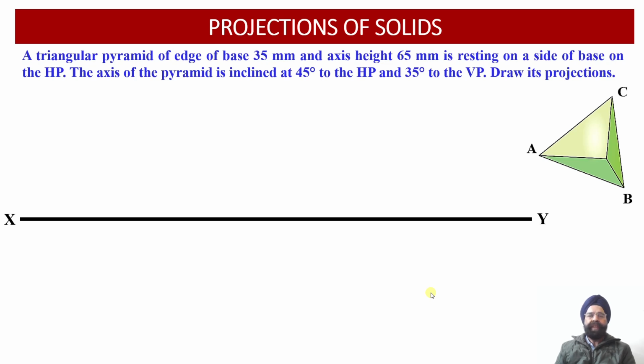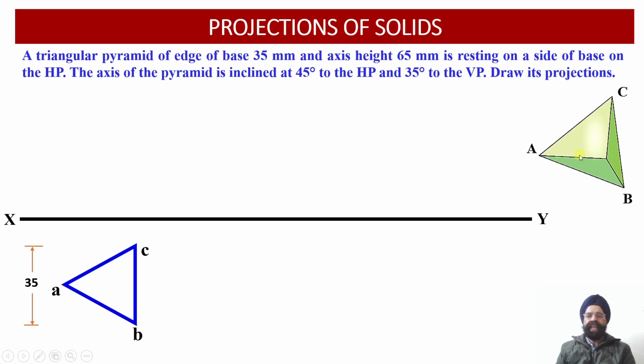So to begin with, we assume that this triangular pyramid is resting on its base in the horizontal plane in this orientation such that BC happens to be perpendicular to the vertical plane. So let us first of all draw the top view projections of this triangular pyramid. So here we have got an equilateral triangle having edge equal to 35 millimeter. Now A, B and C represent the top view projection of this triangular pyramid.